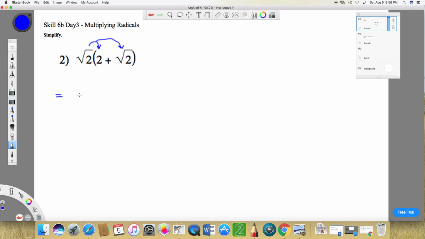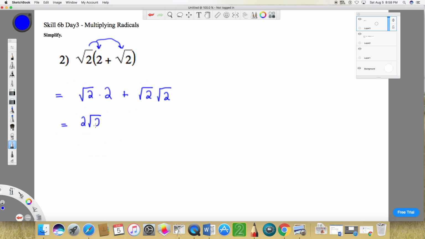And I'll write it this way this time, square root of 2 times 2, but most of the time we put values like this in front of the square root. And here's square root of 2 times the square root of 2, because the multiplication distributed over the addition. So like I say, we write the 2 in front.